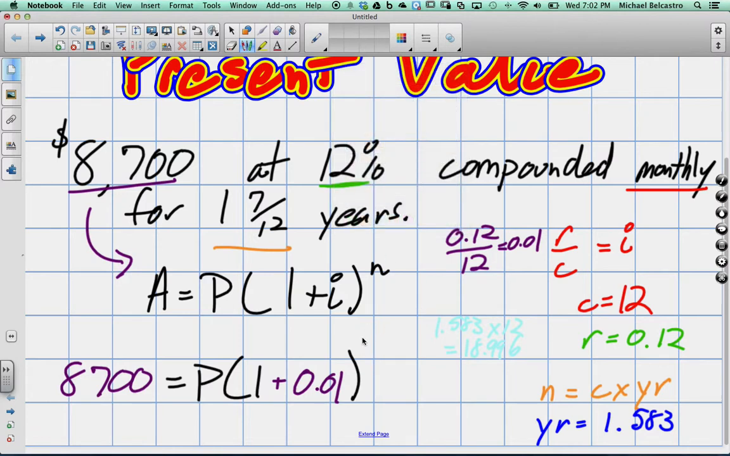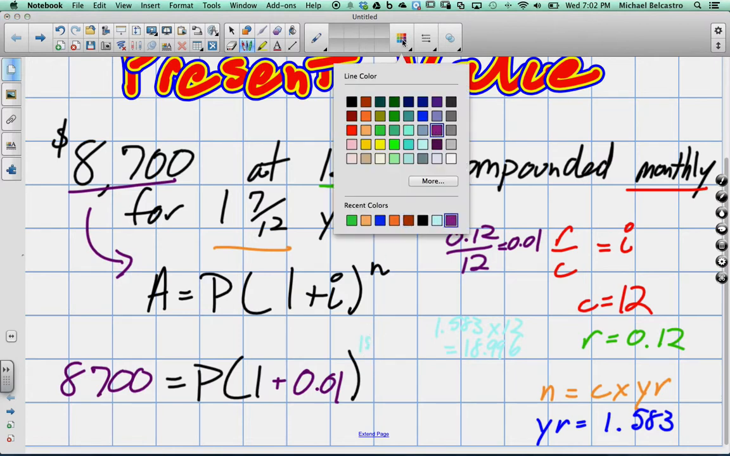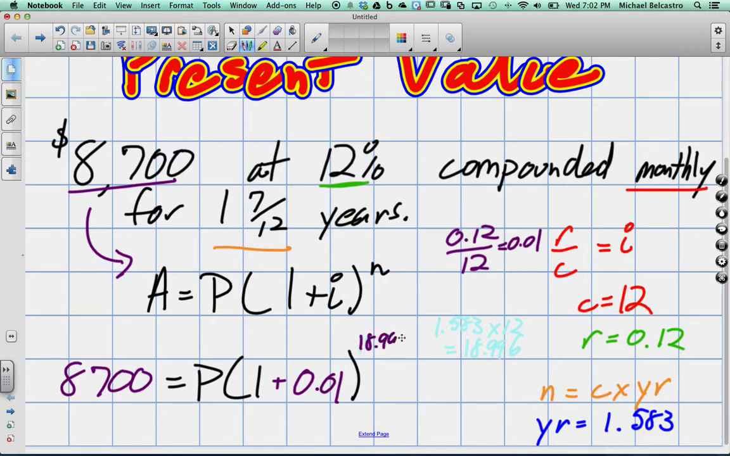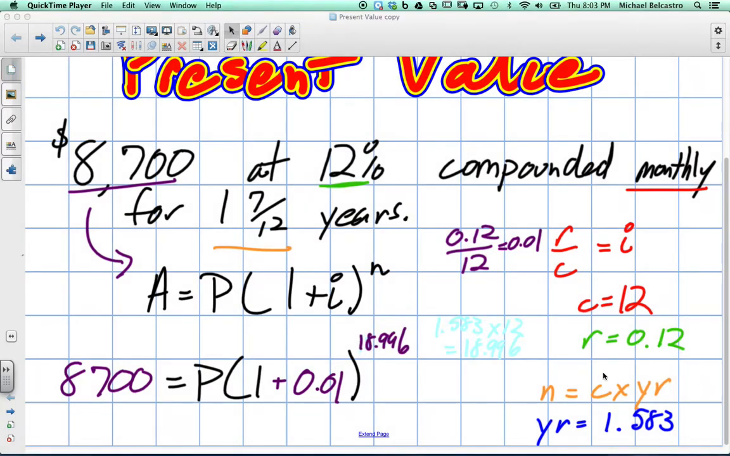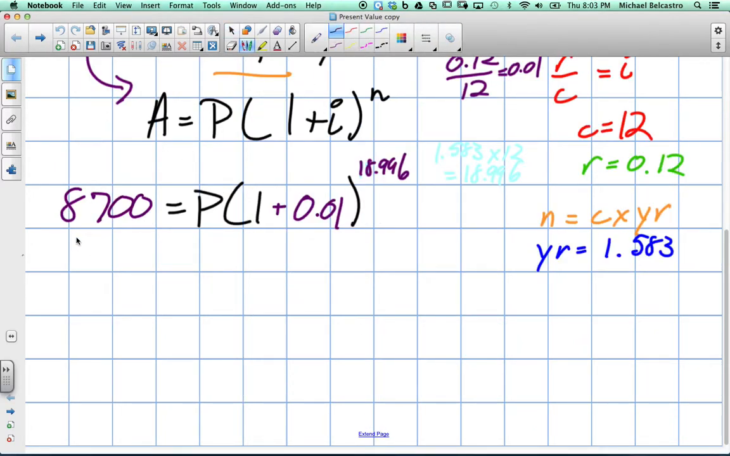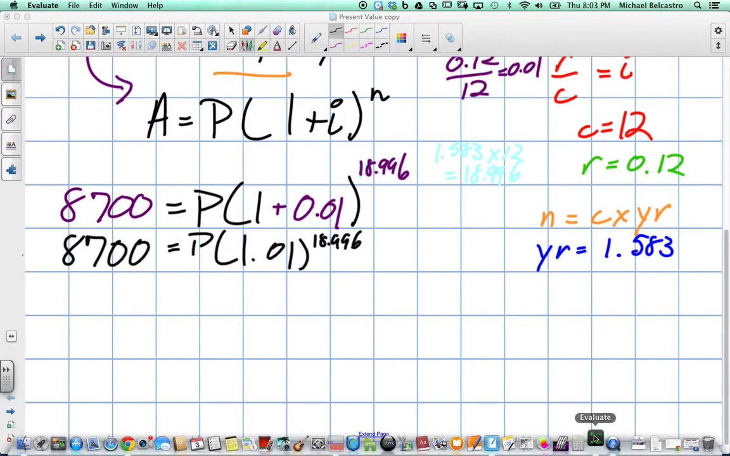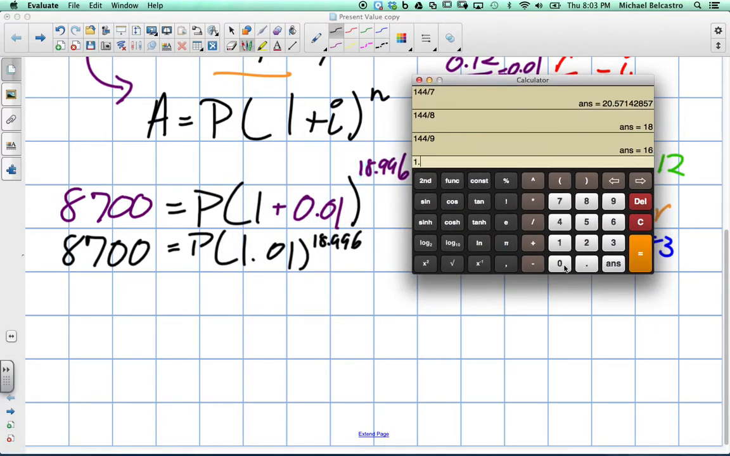Our N here is 18.996. Okay, so from here we have our exponent, and we are going to simplify what's inside the bracket. So we have 8,700 is equal to P, 1 plus 0.01 to the power of 18.996, which is a number we can put out on our calculator here. So 1.01 to the power of 18.996. And we'll round this to about 1.2 to make it easier when we go to bring it over.